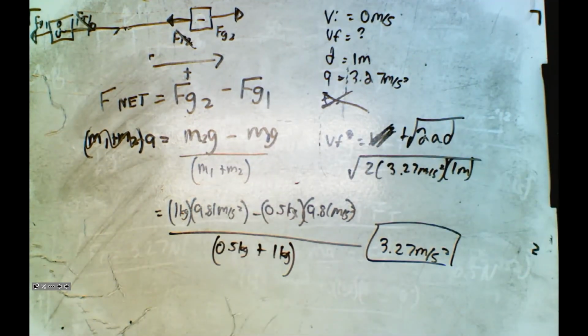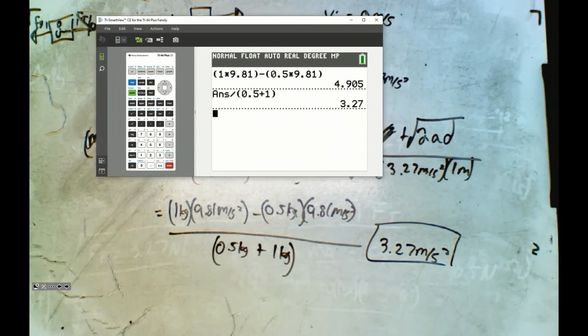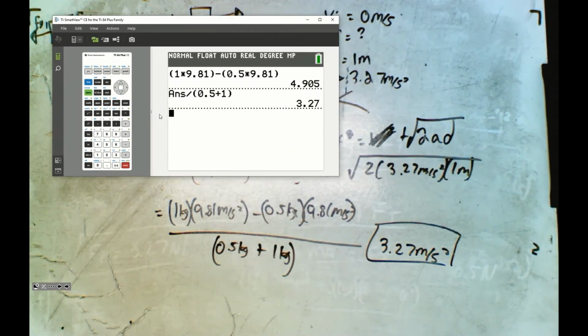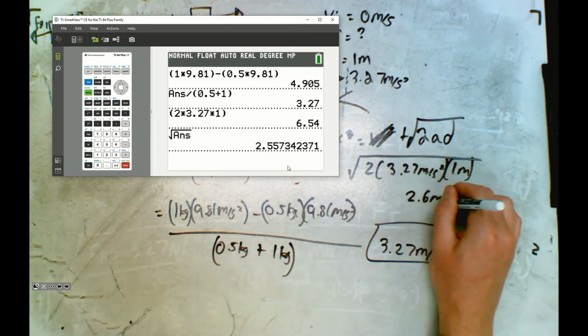Even though they have different masses, they are attached by a rope, so they have to be going the same speed. So 2 times 3.27 times 1, and then I'll square root my answer. And this is their final speed. We have 2 significant digits in the question, so their final speed is 2.6 meters per second.